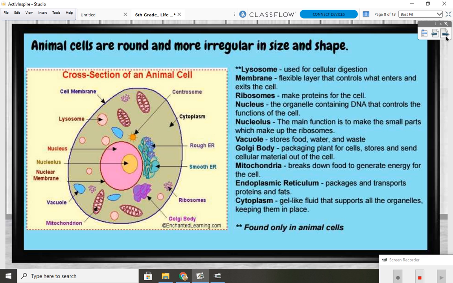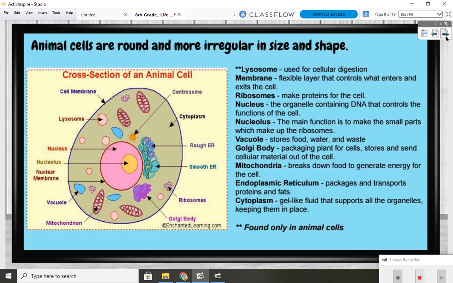The nucleolus, its main function is to make the small parts which make up the ribosomes. The vacuole stores food, water, and waste. And if you look on this diagram, the vacuole is much, much smaller because animals have their own digestive systems, which is how we process our intake of food, water, and waste and our output. Whereas plant cells don't have that, so that's why they have much larger vacuoles.